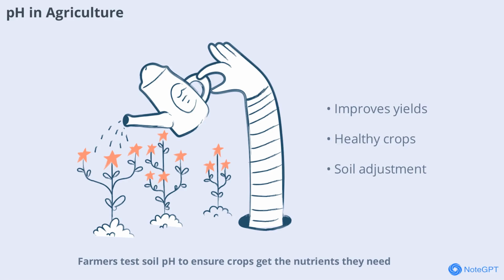Farmers test soil pH to ensure crops get the nutrients they need. Some plants prefer acidic soil while others need more alkaline conditions. Adjusting soil pH with lime or sulfur can improve yields and plant health. Understanding pH is a key part of modern agriculture and sustainable farming.